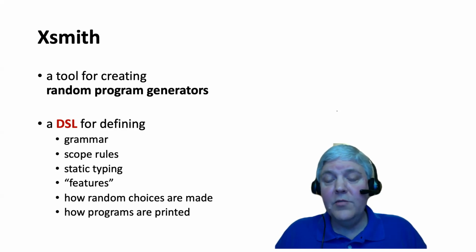Say, I would like to use pointers, or I'd like to not use arrays, or I'd like to use this particular bit of the library or something like that, right? There's also controls in the DSL for describing how random choices get made during random program generation, and ultimately, of course, we have to output our program, so you have to be able to say how to print programs, right?